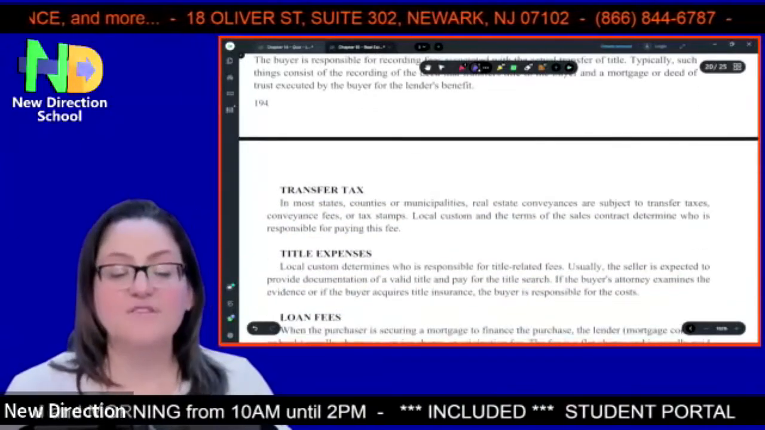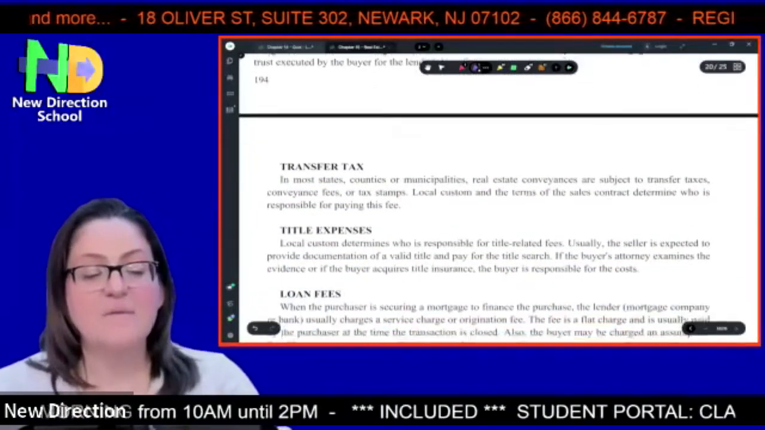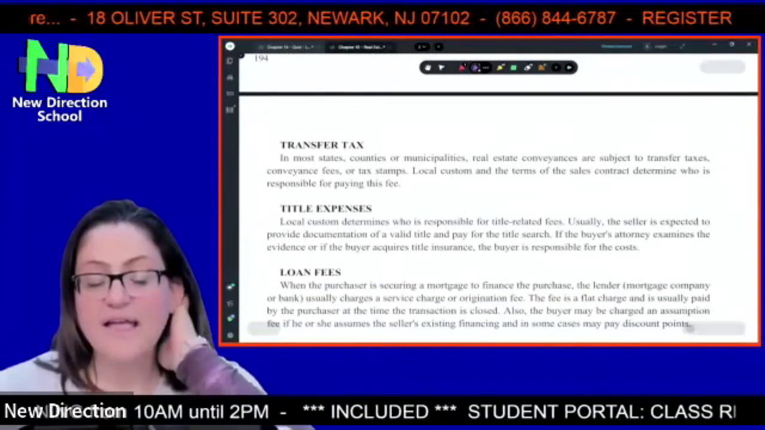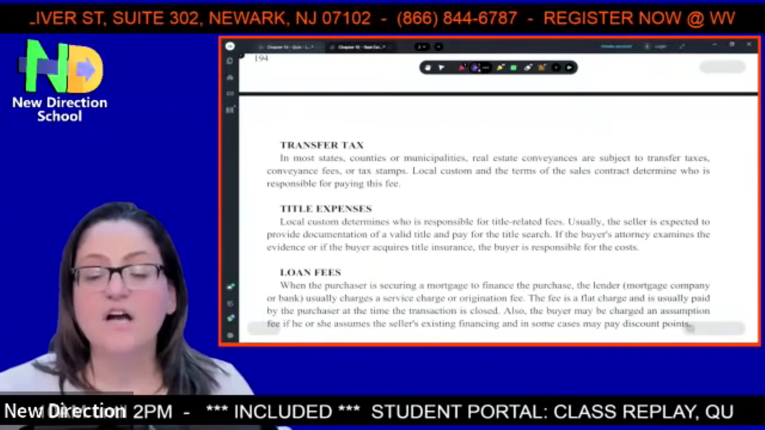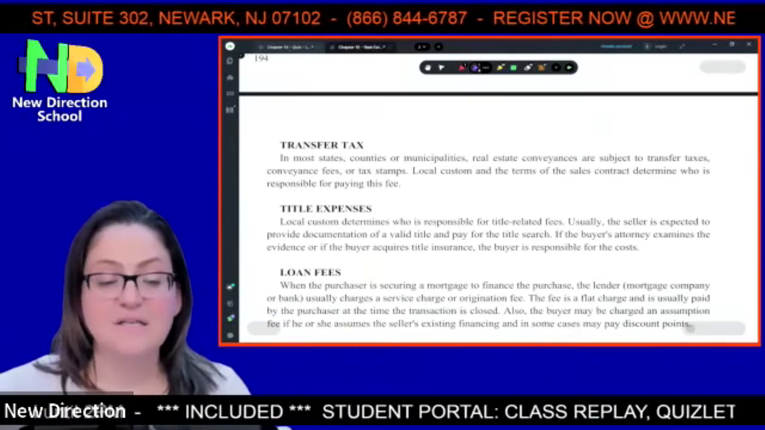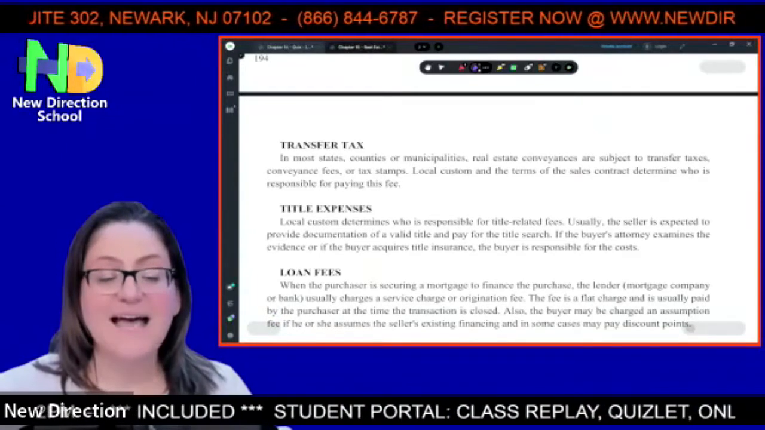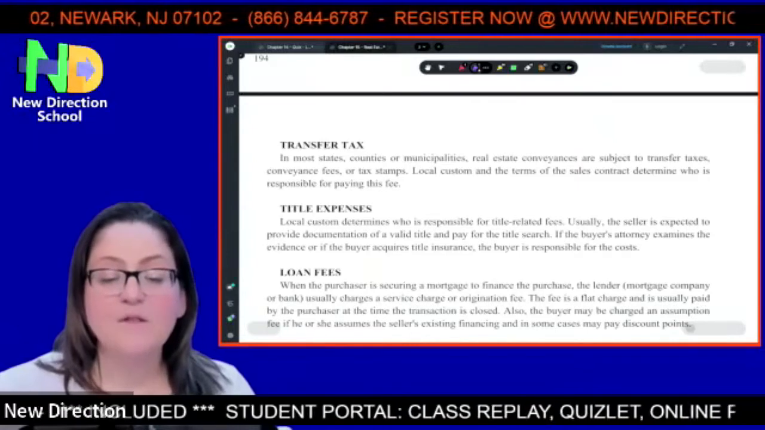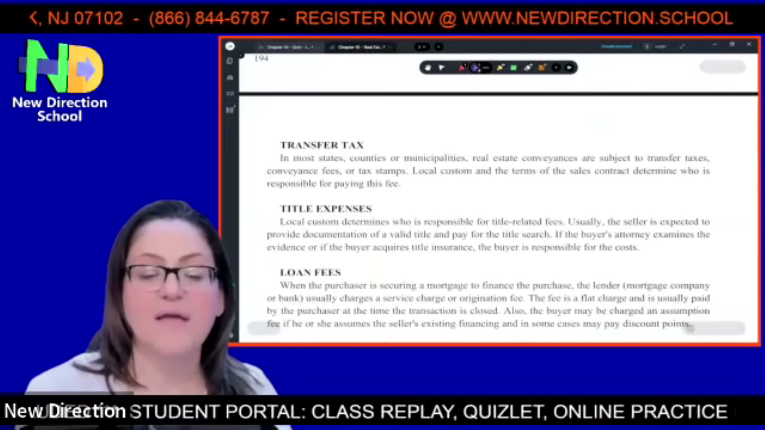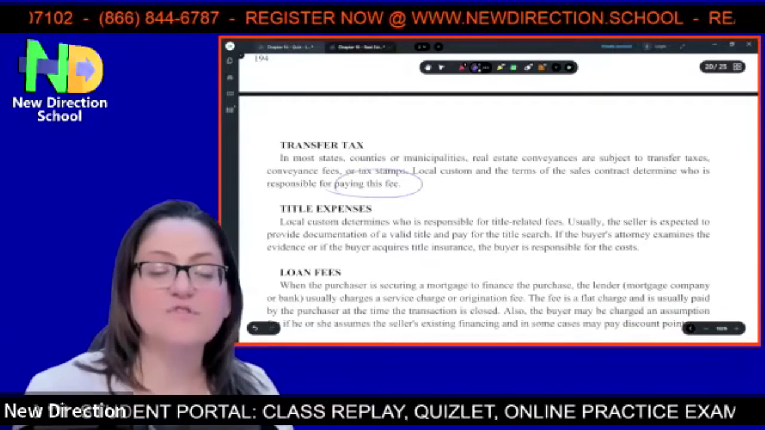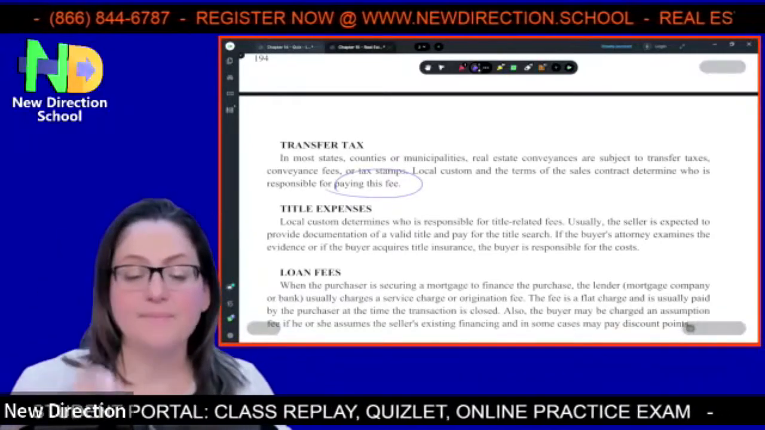So we also have a transfer tax. In most states, counties or municipalities, real estate conveyances are subject to transfer taxes, conveyance fees, or tax stamps. Local customs and the terms of the sales contract determine who is responsible for paying these fees. And I don't know if you saw it, it's there in the CD. Okay.